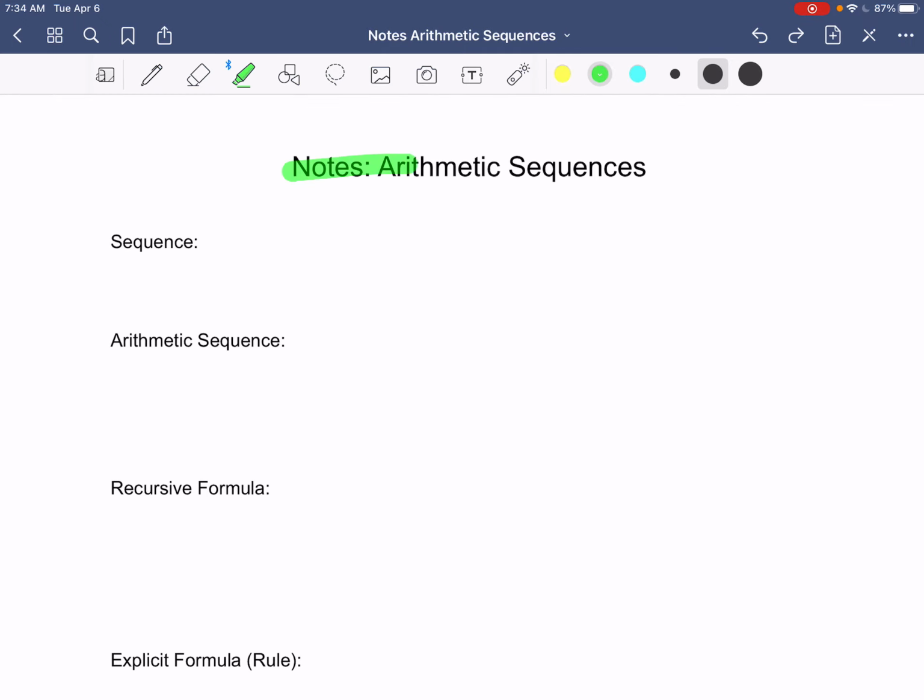So notes, arithmetic sequences. First we'll start off with what a sequence is. A sequence is just a set of objects. We're going to use numbers in order.